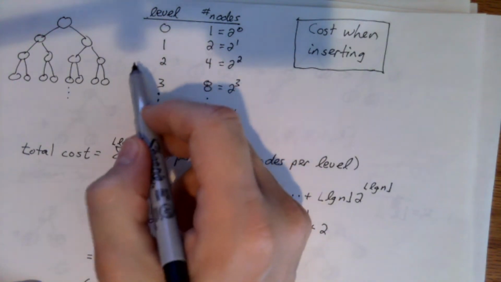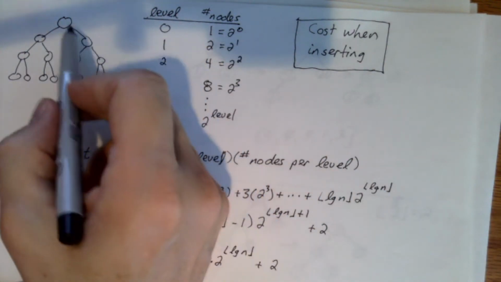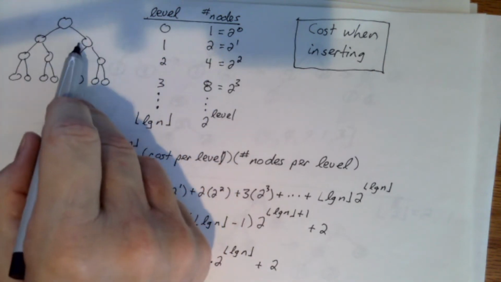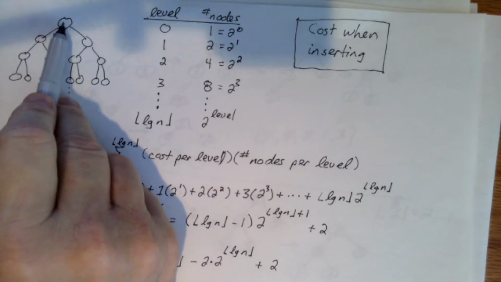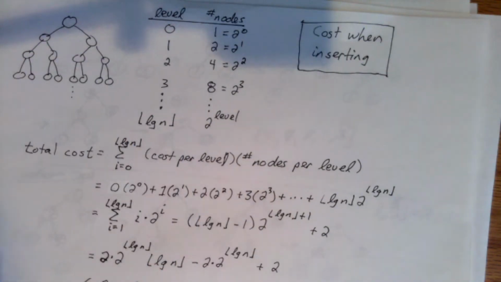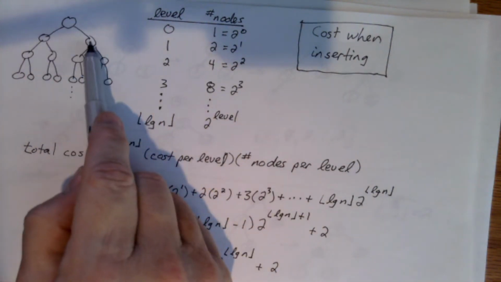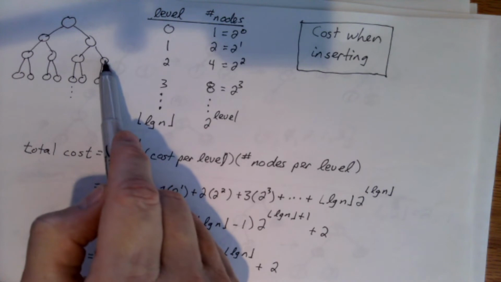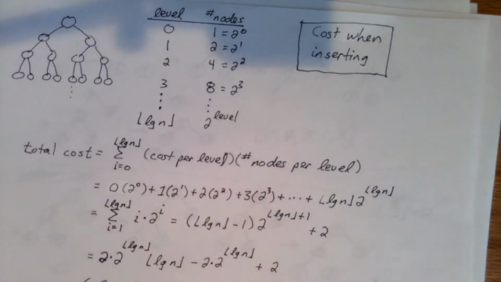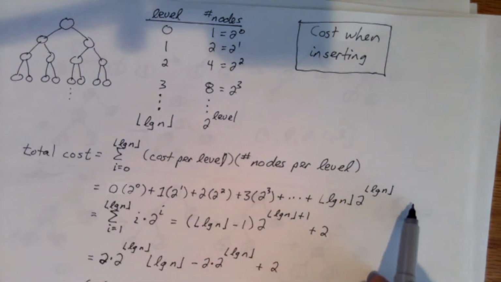And we need to know that because if we're looking at the total cost in the worst case, we have the cost of swapping up for each node at that level. So there's no cost for moving up for the root. There's a cost of 1 for each of these 2 nodes. There's a cost of 2 for each of these 4 nodes, a cost of 3 for each of these 8 nodes, and so forth. So we have that summation, which I've written out here.